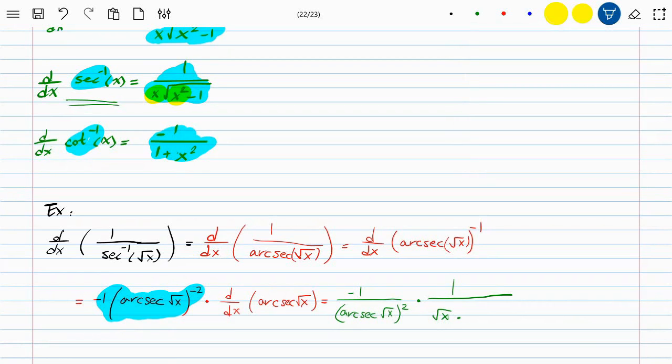Instead of x and x squared, I'm going to replace it with square root of x. It would be 1 divided by square root of x times square root of x squared minus 1. Multiply by, the chain rule says multiply by the derivative of the inside. The inside in this case is square root of x. So d over dx of square root of x.